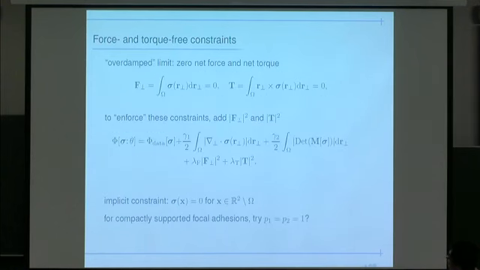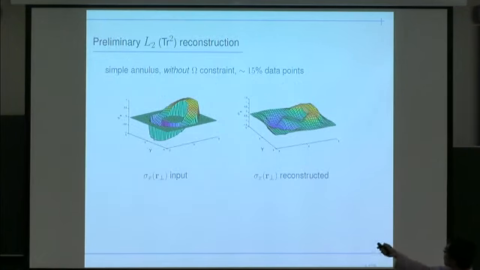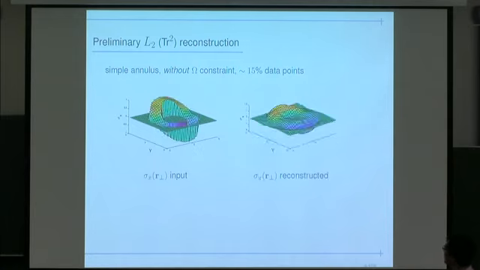We're trying P equals 1. Why? Because the focal adhesions are compactly supported, right? So you want L1. But for L2, here's our test case, and we're getting some results that, getting there, it looks like. But anyway, any suggestions you might have, we can talk about it. Thank you.